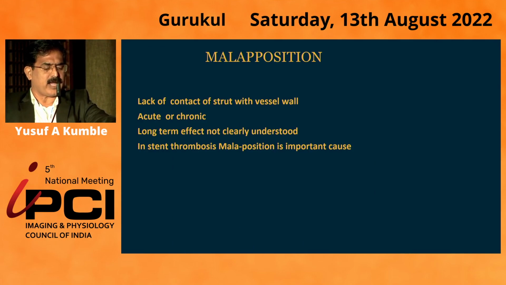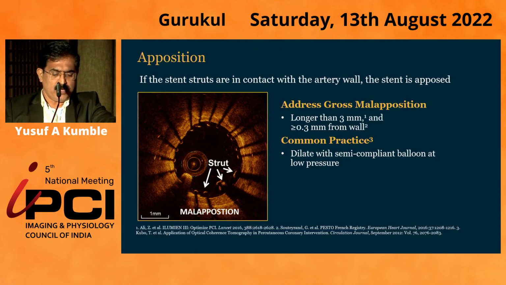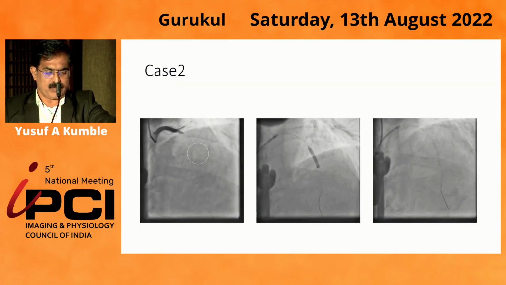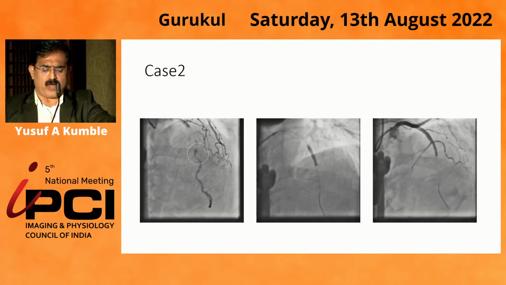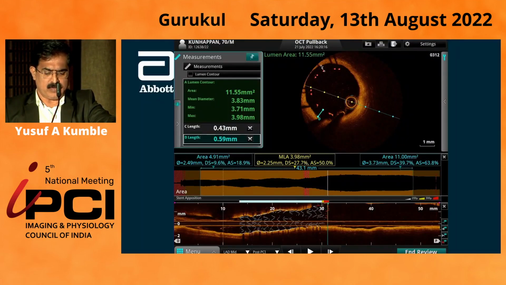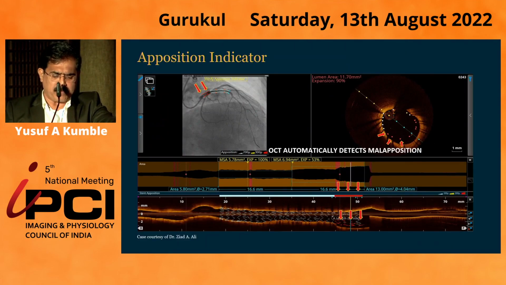Regarding malapposition, lack of contact of the strut with the vessel wall, it could be acute or chronic. The long-term effect is not clearly understood in these situations. However, if the malapposition is longer than 3 mm and more than 0.3 mm from the wall, it is common practice to dilate with a semi-compliant balloon at lower pressure. In this patient, there is a mismatch of the proximal and distal segments. I used a 4 mm balloon, but in spite of that, the OCT shows a significant malapposition. Then I post-dilated with a 4.5 mm balloon, which gives a better result.